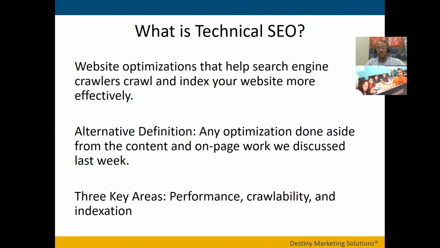Now, for technical SEO, the 3 key areas you want to focus on are performance, crawlability, and indexation. So performance, just as it sounds, is your website running like an old 1950s car, or is it running like a smooth sports car? And of course, you want it to run closer to the smooth sports car as much as possible.